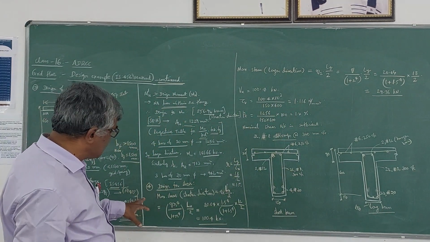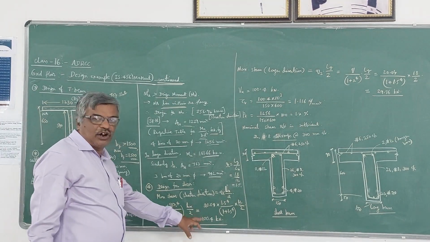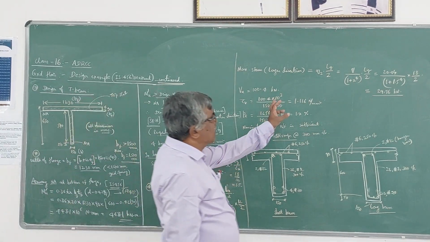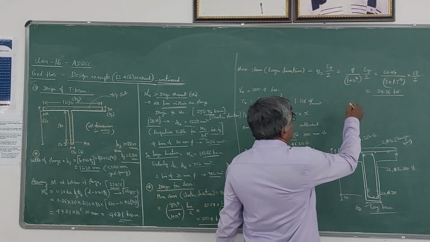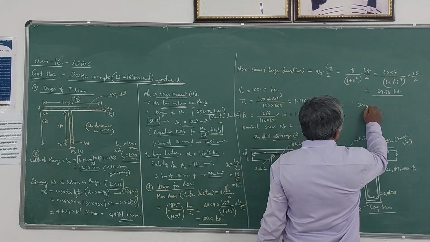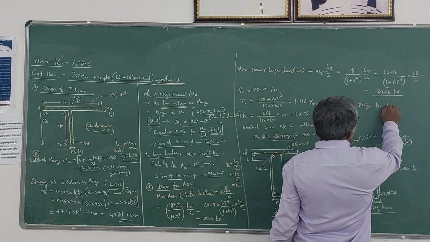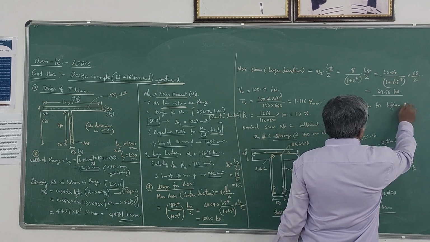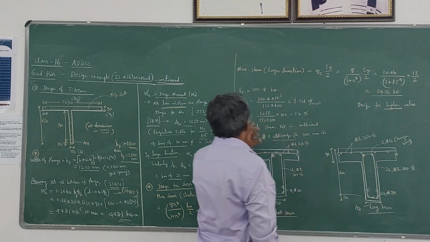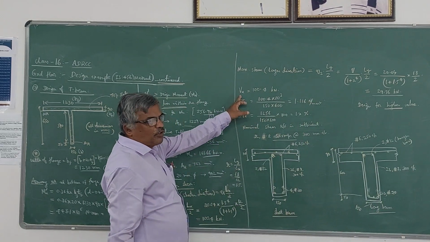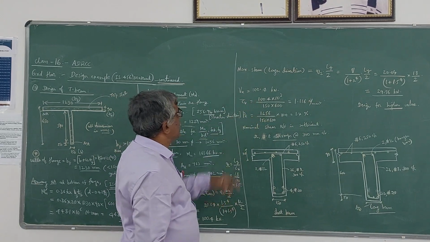So you can observe that the maximum shear in the shorter span is greater than the maximum shear in the longer span. So now you can design for the higher value. The higher value is 100.4. I will take it as Vu. Vu is 100.4 kilonewton.